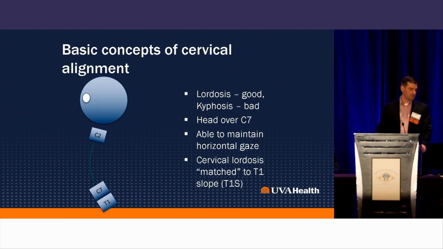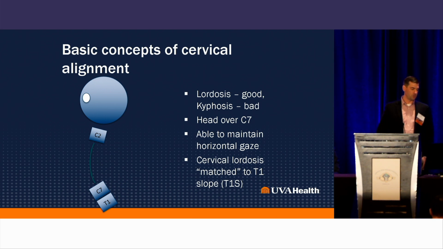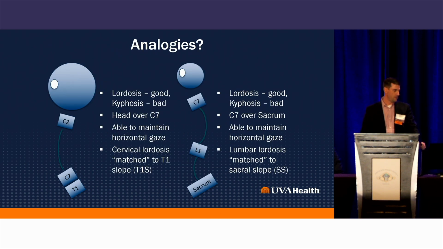So the basic concepts of cervical alignment, and I think we all have a gestalt for this even before we started looking in earnest, is that lordosis is good, kyphosis is bad. You want to hold your head over the cervicothoracic junction. You want to be able to look straight ahead, so you want to maintain horizontal gaze. And you want to have your cervical lordosis matched to your T1 slope. So we're going to try to drill down into each one of those goals and see if we can't get a little bit more nuanced with evaluation of that.